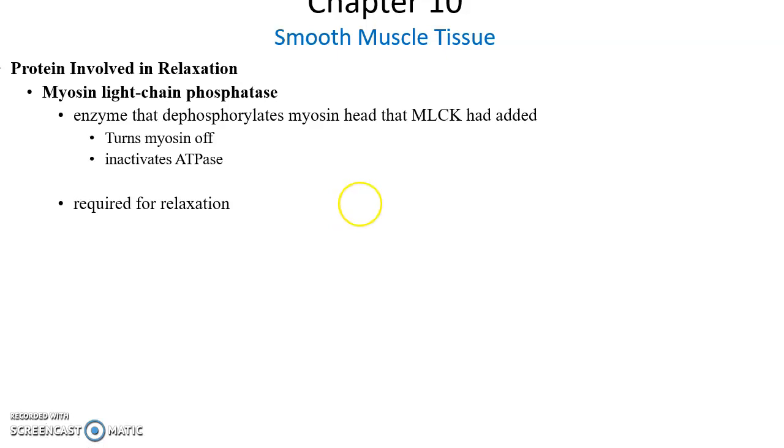In relaxation, basically, there is a myosin light chain phosphatase. Phosphatases remove phosphates. So this enzyme, when activated, will remove the phosphate on the myosin, causing it to, once again, turn off to inactivate its ATPase so that it cannot go into the contraction cycle. But wait, there's more.